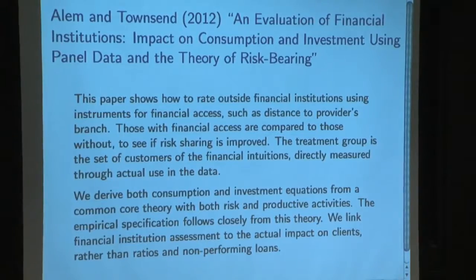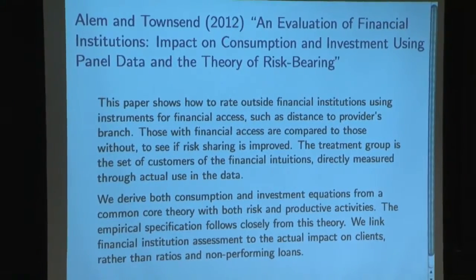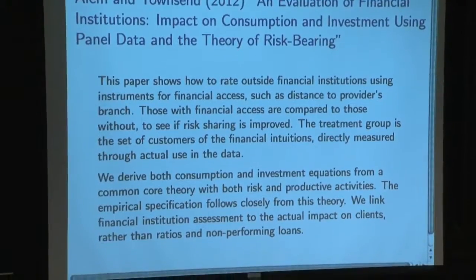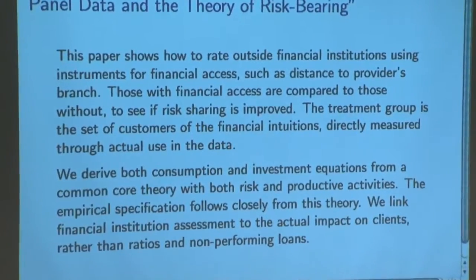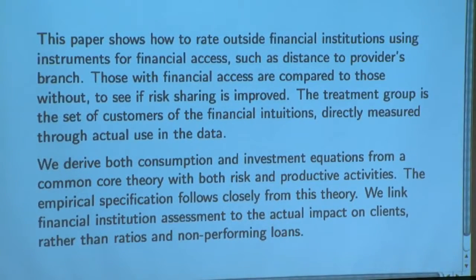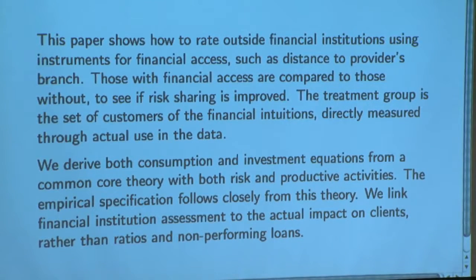So roughly speaking, the treatment group is a set of households who are customers of financial institutions, little typo there, and that's measured. Their use of the institution is actually measured in the data, which is reassuring. And I'll tell you about the instruments we use momentarily. So we're going to go back to that consumption equation and also derive a corresponding investment equation, and then see whether being a customer or a member lowers the vulnerability in the sense of that coefficient on idiosyncratic risk.